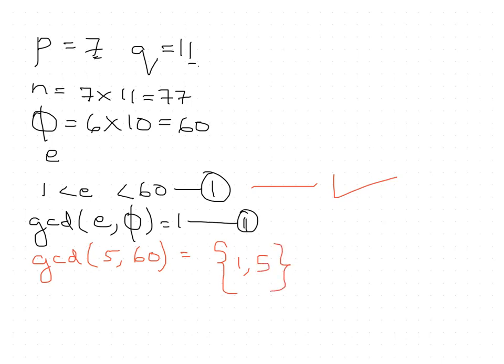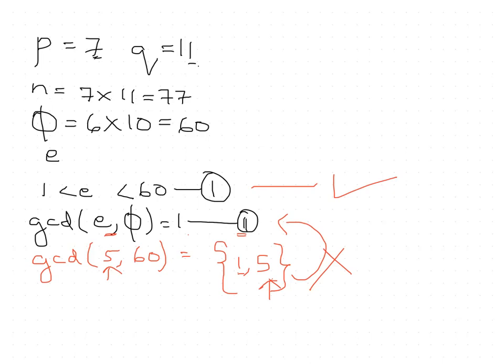So if you see here, I have two numbers that divide 5 and 60, and the greatest number that divides 5 and 60 is going to be 5, which means we do not hold by the second condition, right? So it is false, so we cannot take 5 as e. What happens in the second condition is the greatest common divisor has to be 1, which indicates that e is co-prime with phi. 5 is also a prime number, but 5 does not work here.